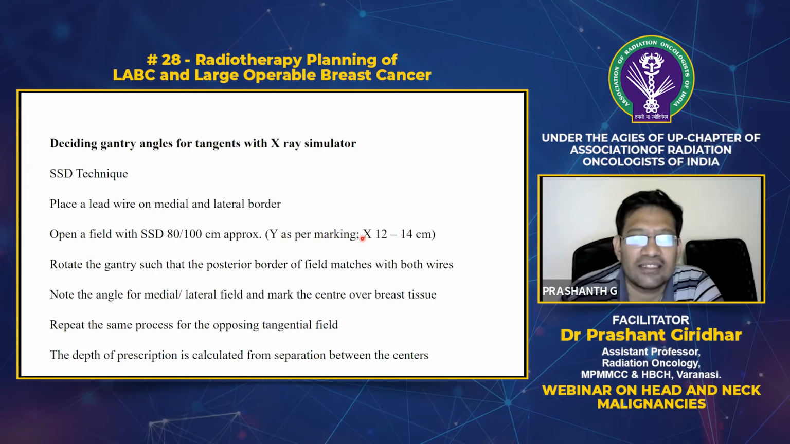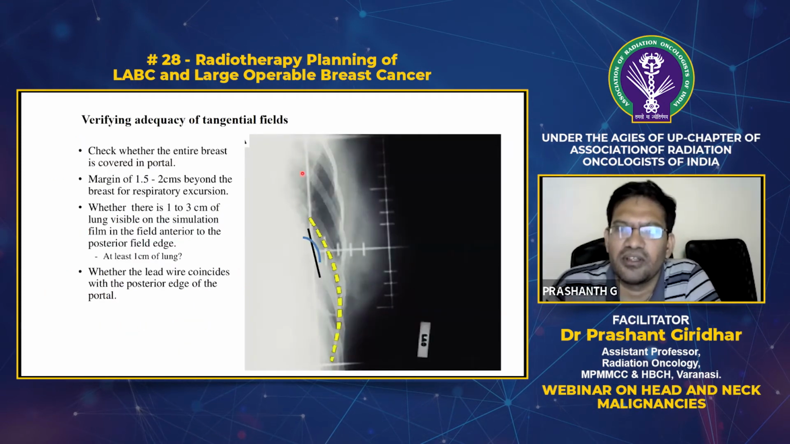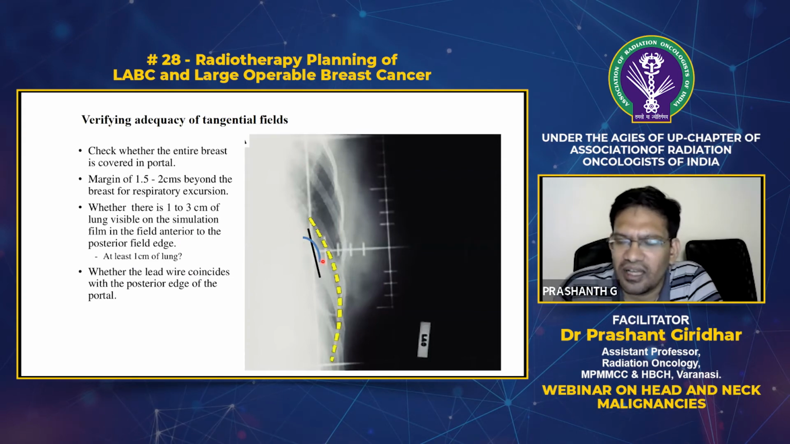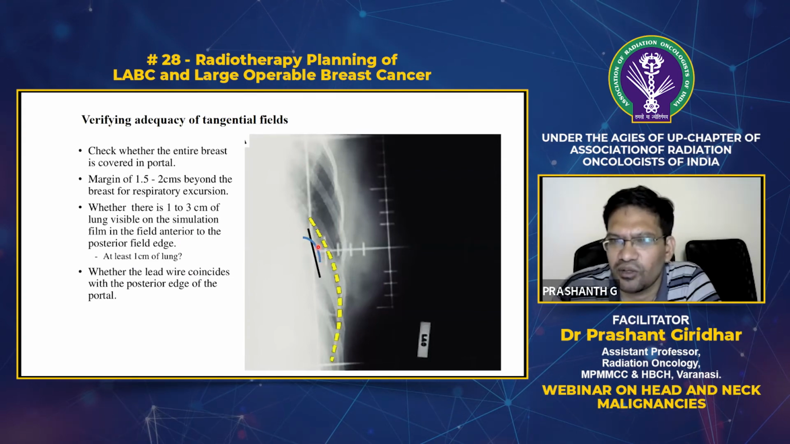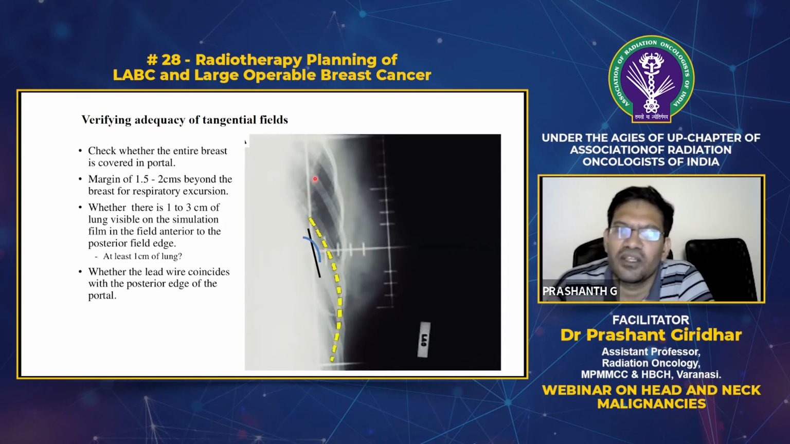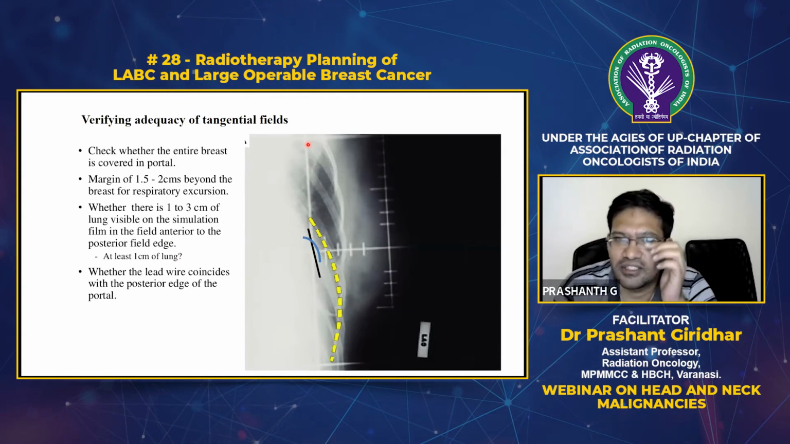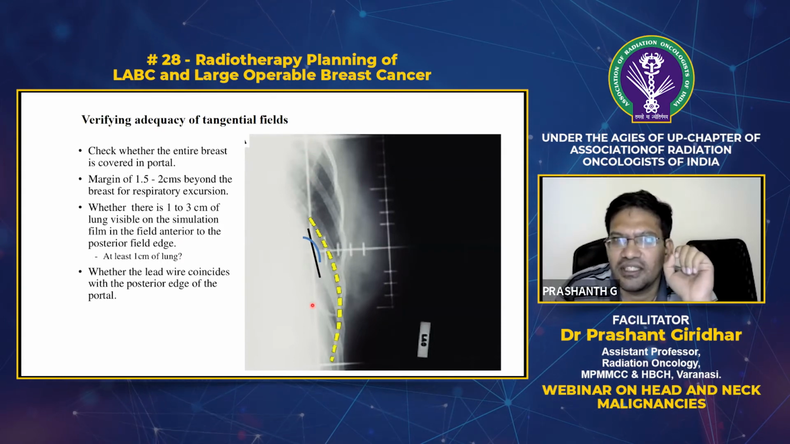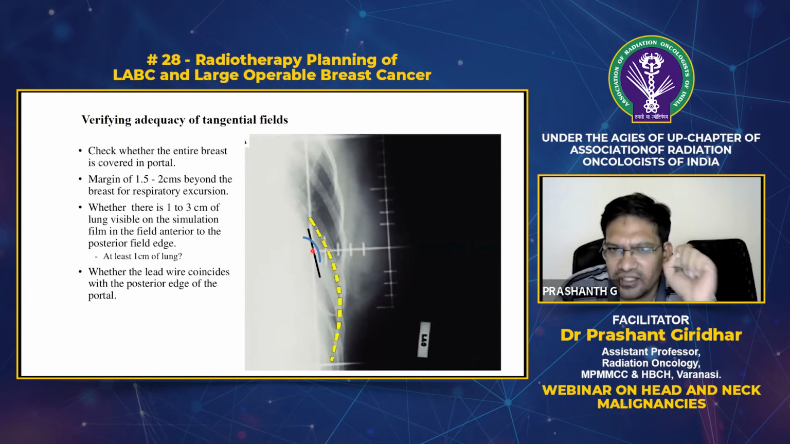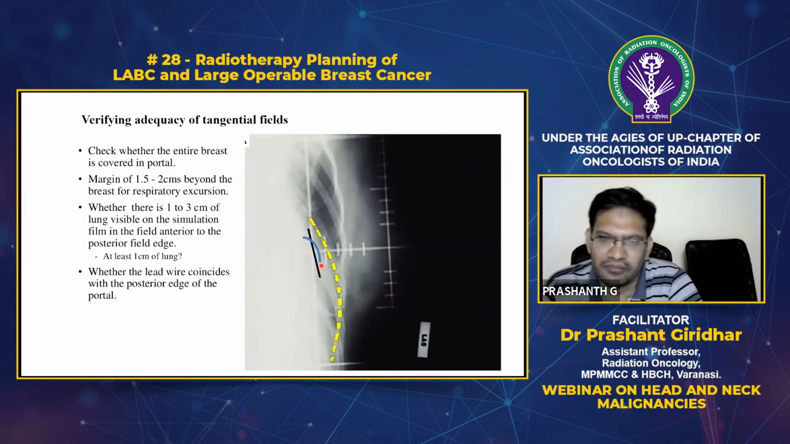Then after that, the next step is you rotate the gantry such that the posterior border of the field matches with both wires. So here is an example. The black one and the blue one are, say, the lead wires that we have stuck on the skin. And this white one is the posterior border of the field. So now, even in this example, there's a 12 centimeter field opened. You need to rotate the gantry of your fluoroscopy or X-ray simulator till the point that all these three lines meet. That is your posterior field, your medial lead wire, and your lateral lead wire.